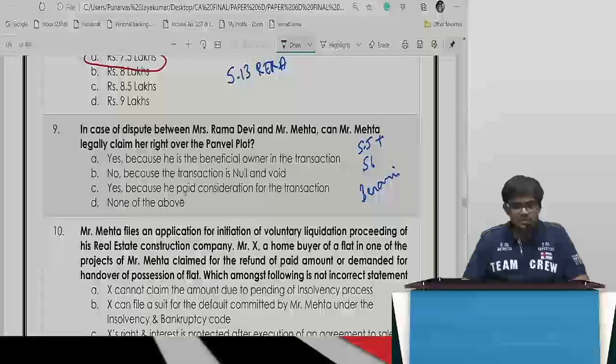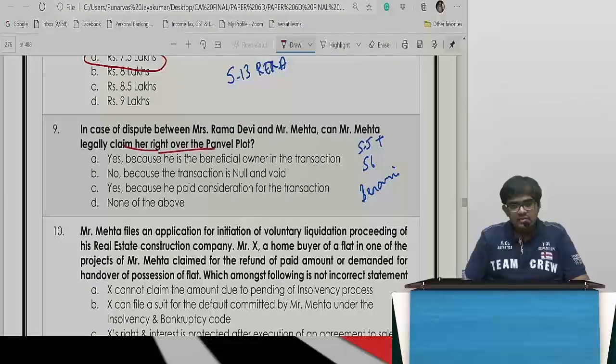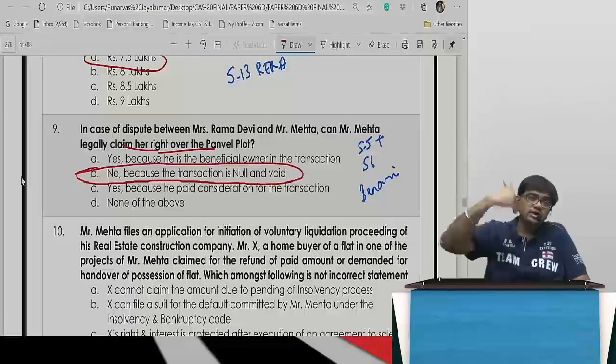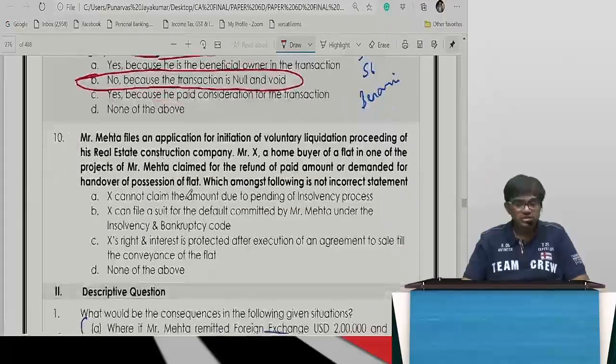So in case of any dispute etc., can I claim a right? No, because the entire transaction is null and void. Once you transfer it, you cannot retransfer it back to you just because you want to change it now.